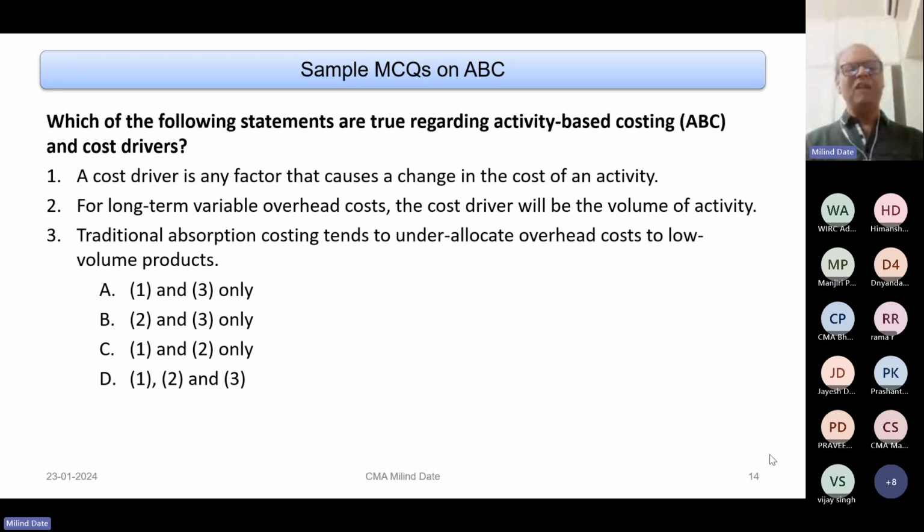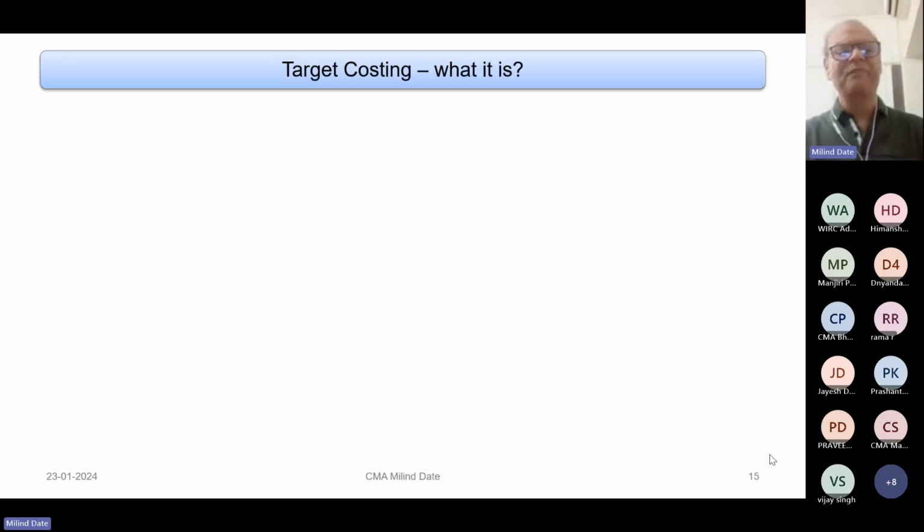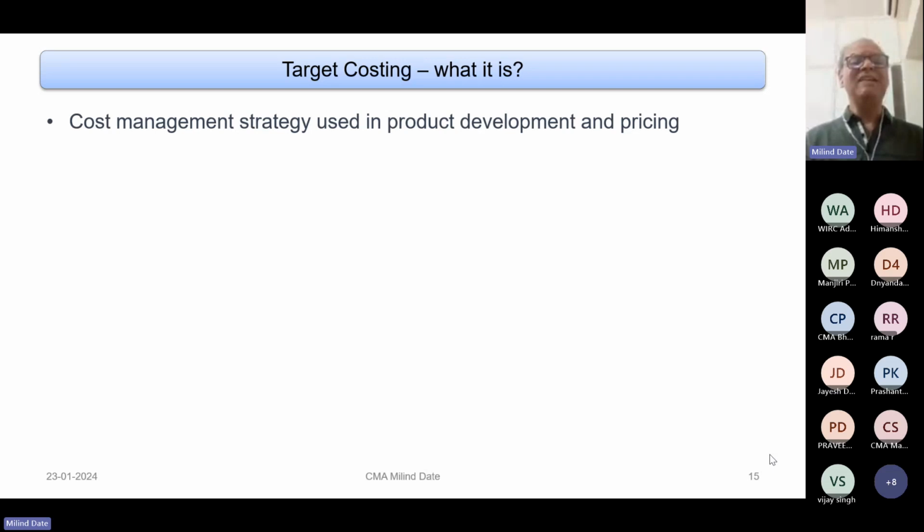So that was about ABC. Let me now introduce you to, or let's say revise, the concept of target costing. It is basically a cost management strategy, which is very highly used when you're developing, especially a new product or a new service. If you look at a lot of textbook material about target costing, you'll always find the example of Tata Nano given.